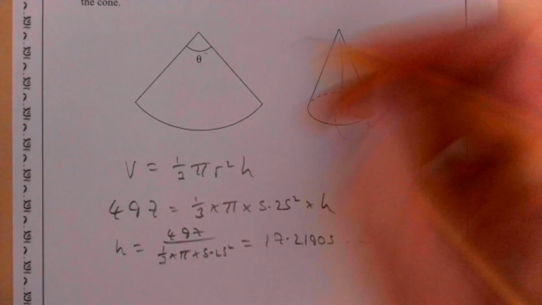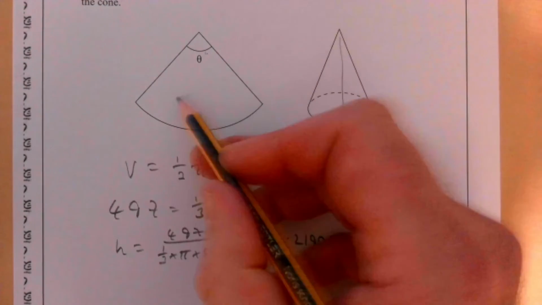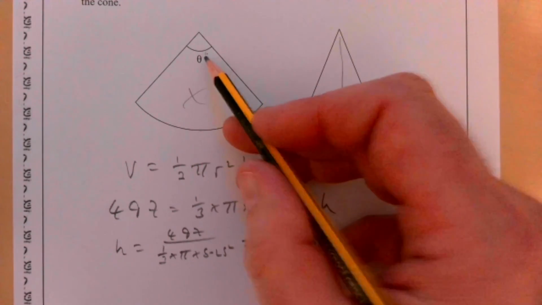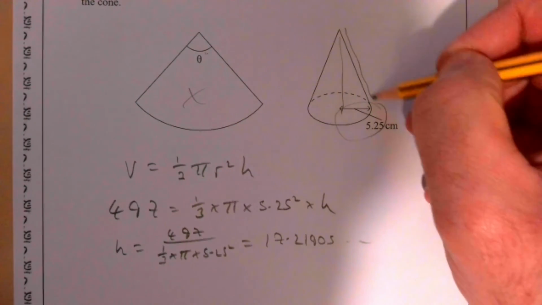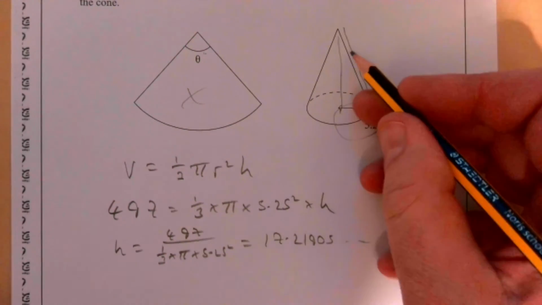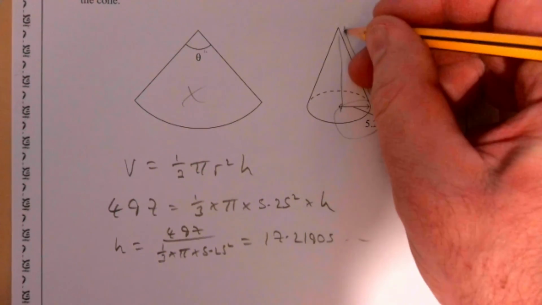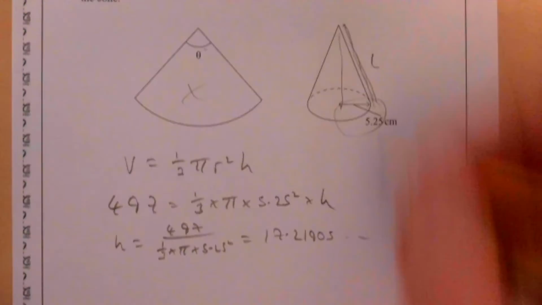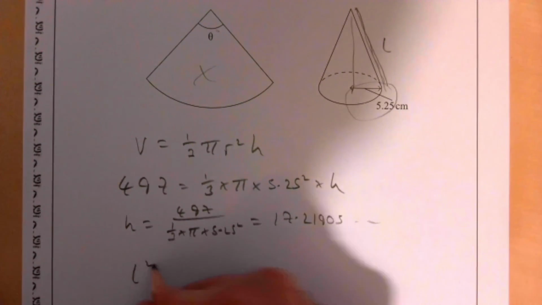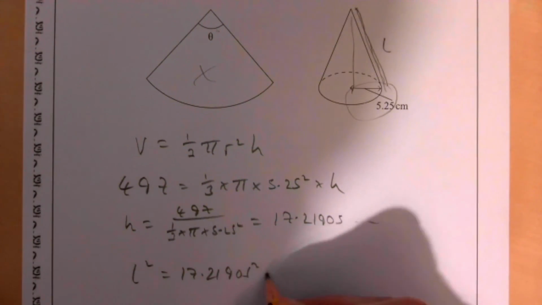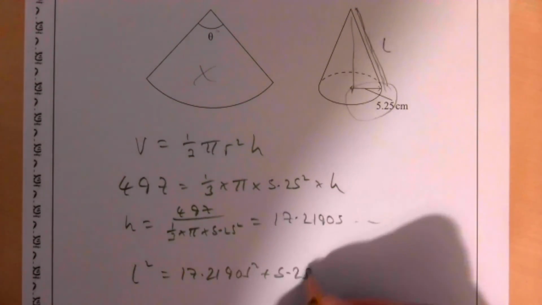That's the height. For the surface area, which is effectively what this is, the surface area of the cone. We need the surface area, and then we're going to go backwards from a sector. We're going to need then this L here. So we need to do Pythagoras with the 17 with the 5.25. So this here, which I'm going to call L, because that's our length. So it's going to be L squared equals 17.21905 squared plus 5.25 squared.